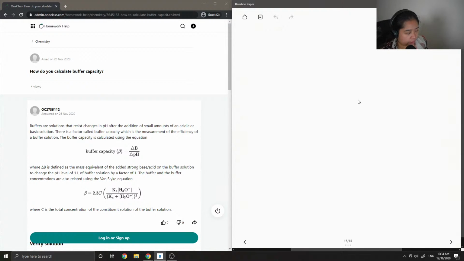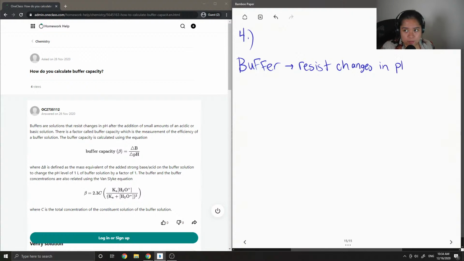Okay, so question 4 asks, how do you calculate buffer capacity? So first, let's define what a buffer is. These are solutions that resist changes in pH upon small additions of either acid or base.